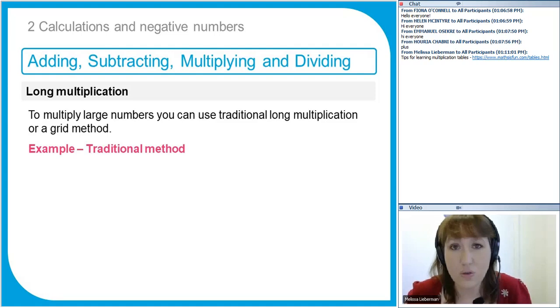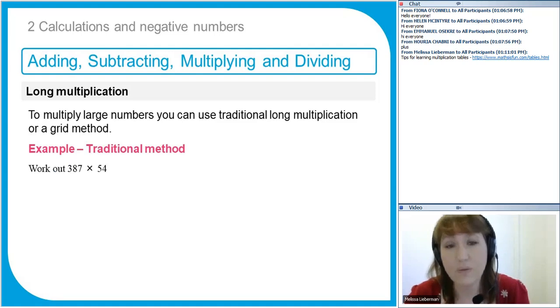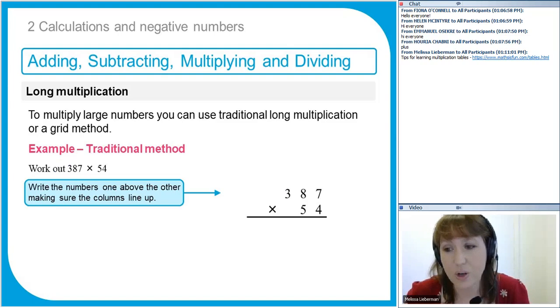So the traditional method of long multiplication works something like this. So supposing we've got something like 387 times 54. What you would do is put the bigger number, the 3-digit number on the top, and the 2-digit number underneath. And what this method essentially does is it goes through digit by digit multiplying.